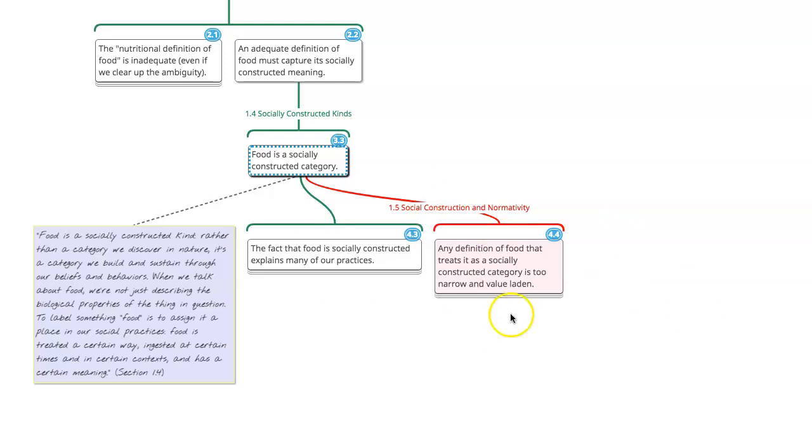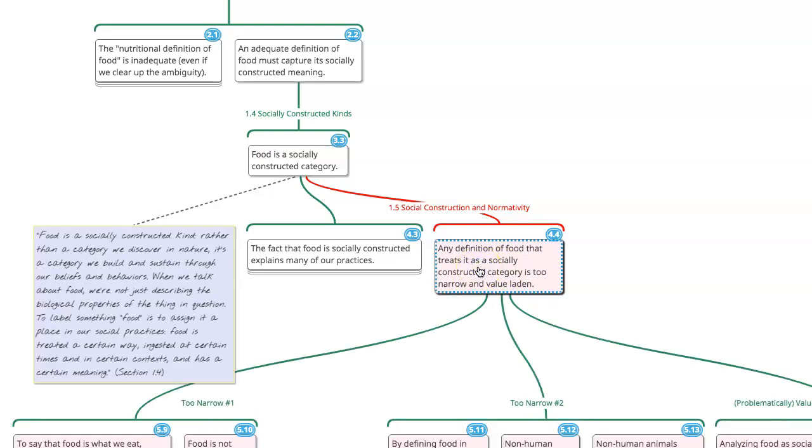So the main idea, which has two claims here, is that any definition of food that treats it as socially constructed is too narrow and value-laden. So let's unpack that.